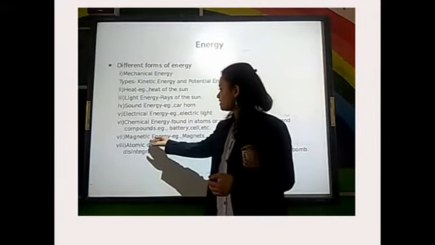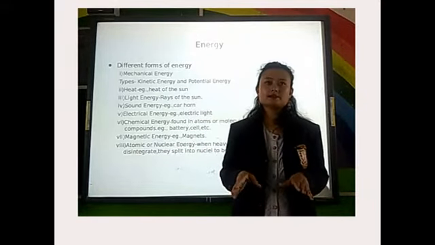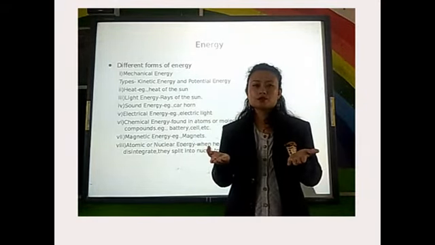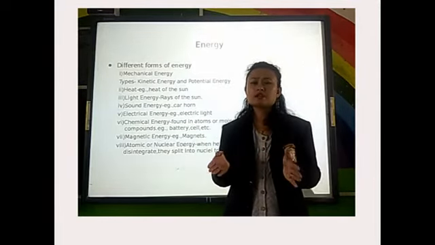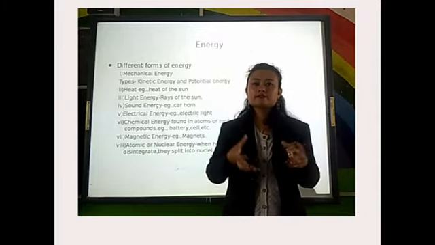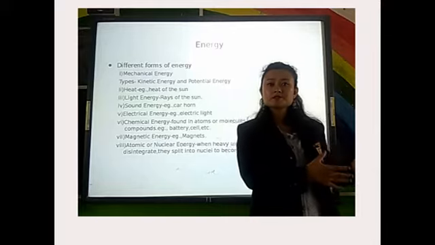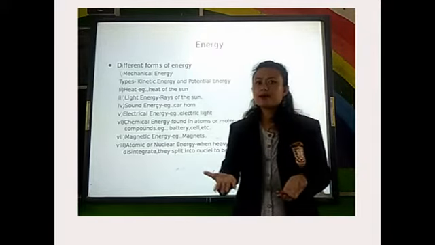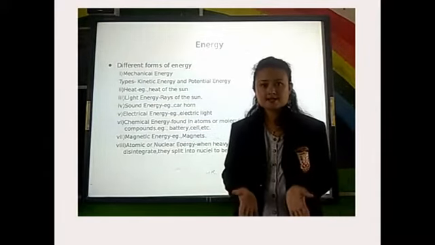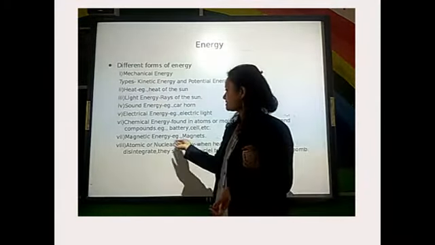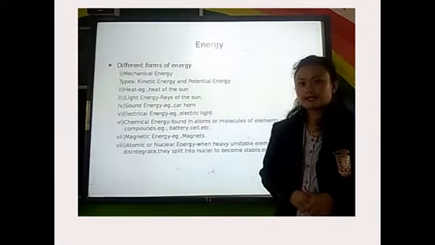The seventh form of energy is magnetic energy. Now magnets, you know the purposes of magnets. Magnets are used in electric motors. They are used in cranes to lift and to separate magnetic waste materials, isn't it? So magnets are used in electric motors, which are used in most of the electrical appliances. So magnets or magnetic energy is the seventh form of energy.